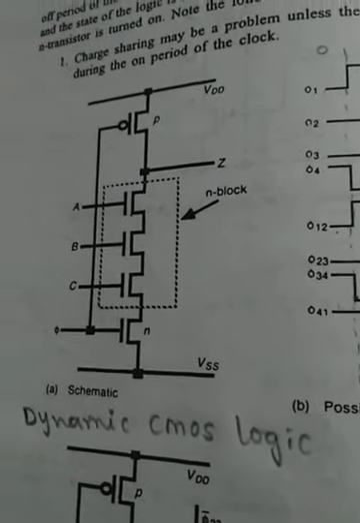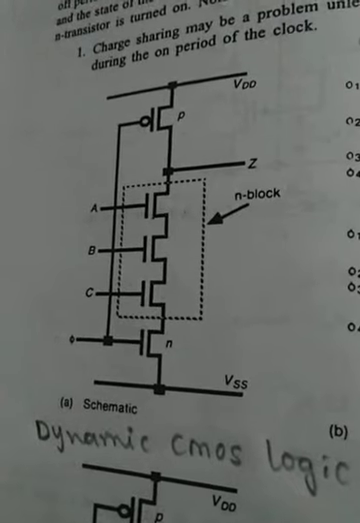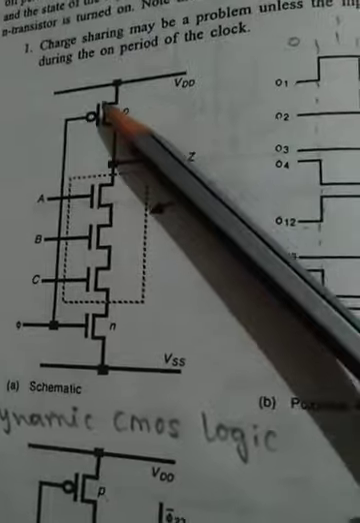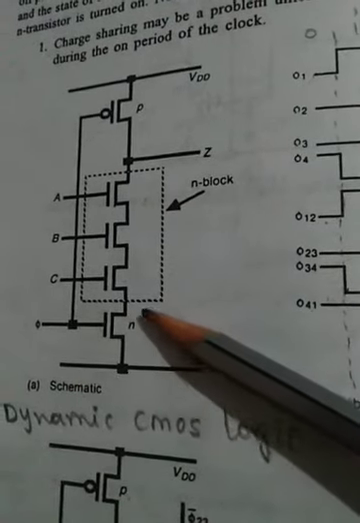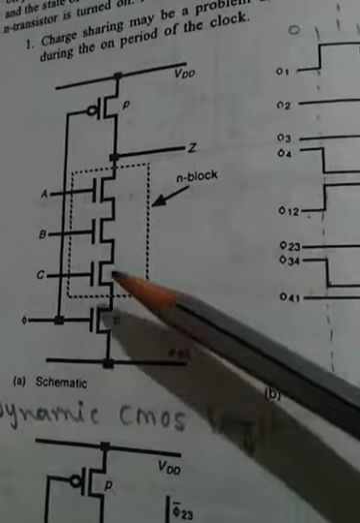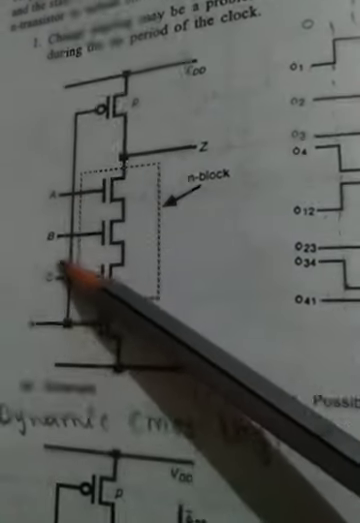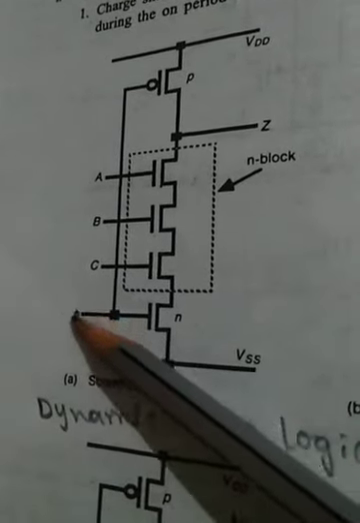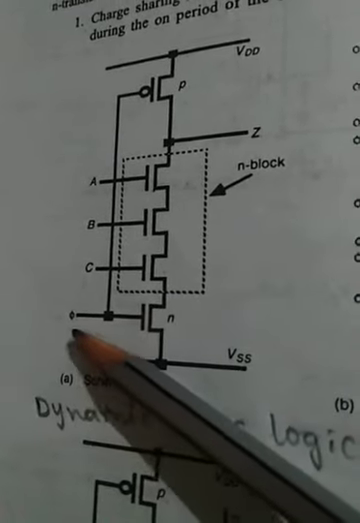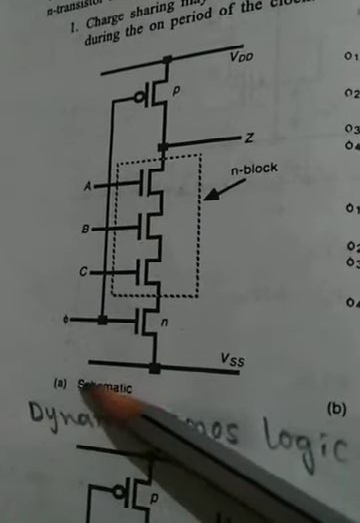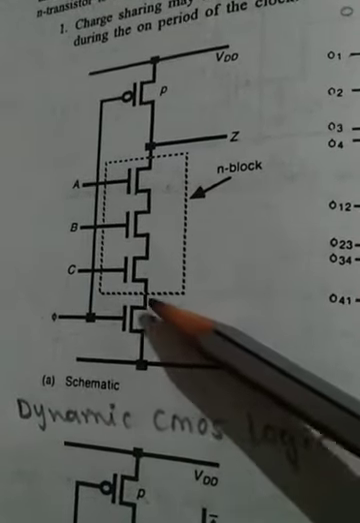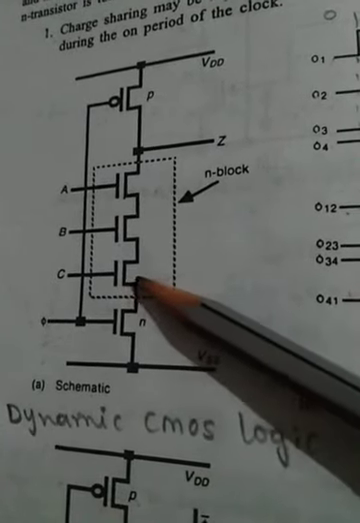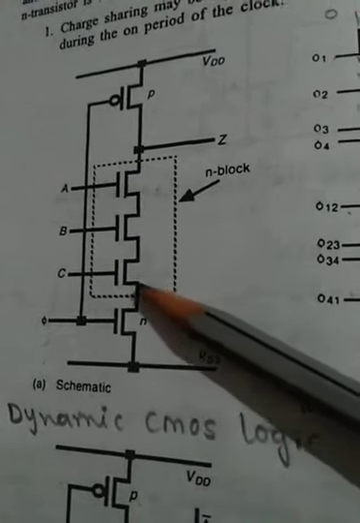In dynamic CMOS logic, this is the circuit. Here the top is PMOS and the bottom is NMOS. Both are shorted and we are giving one input, that is psi. The logic is implemented as shown in the figure. So it has n blocks, based on the logic to be implemented.